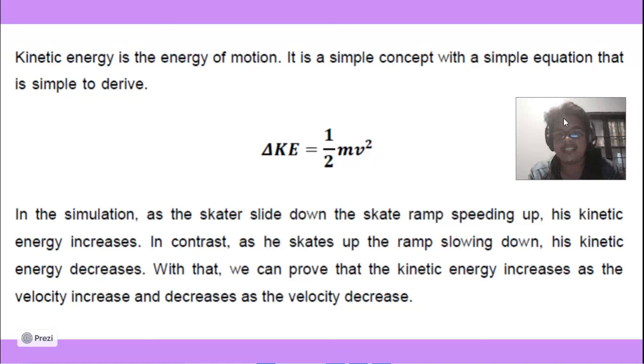Okay? It is a simple concept with a simple equation that is simple to derive. In our module, there is a derivation of the kinetic energy. You just have to read it. It is detailed there. We will not explain it here. I want you to use your critical thinking. Okay, so let's relate it to our simulation.